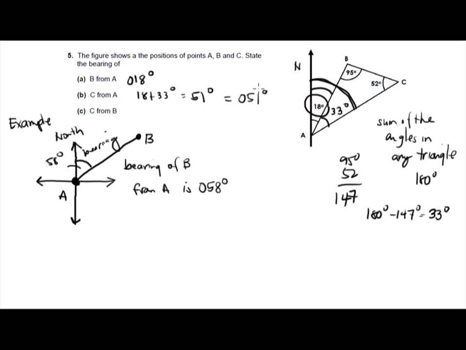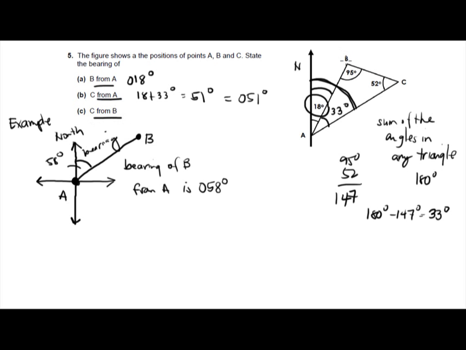Now what about the bearing of C from B? If you take a look at A, B, and C, for the bearing of B, the reference object is A. So it's from A, but in letter C it's from B. So we are now changing our reference point from A to B.